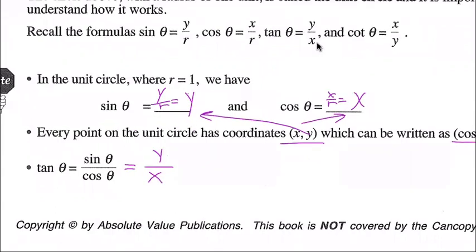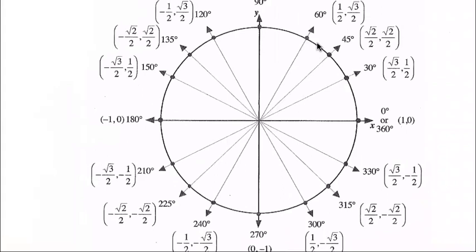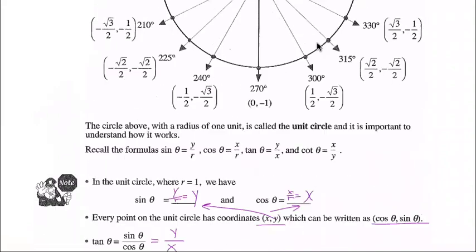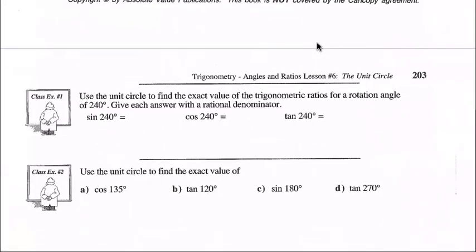Okay. So those are just some extra little things that we're probably going to use as a tool for us later. Now we're going to have to flip back to this unit circle. So you might want to keep your finger on that page as we answer the rest of the questions. Example number 1. Use the unit circle to find an exact value of trig ratios for the rotation angle of 240 degrees. Give each answer with a rational denominator, okay, which we always do anyway.